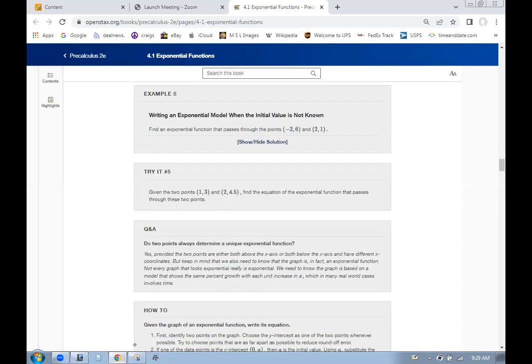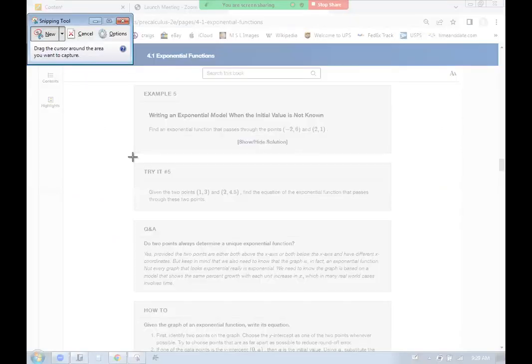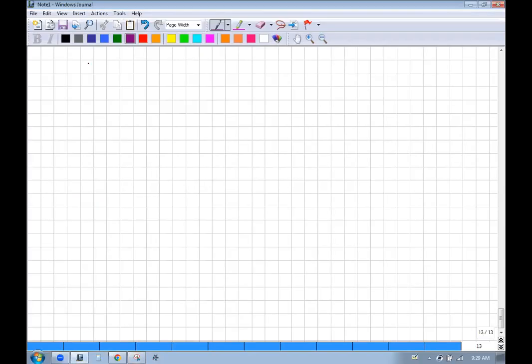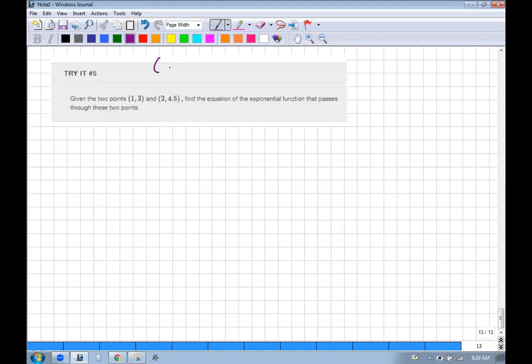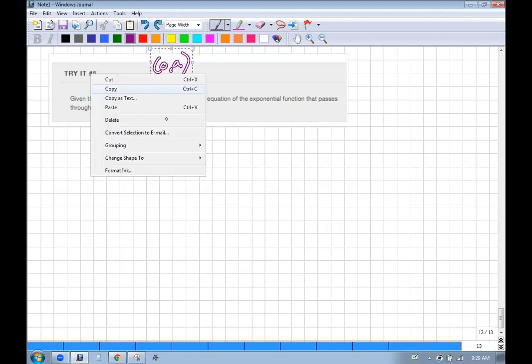All right, now, a bit of a word problem. It's just straight math with no context. The only thing that makes this a little different is they don't tell you this point, 0A. They don't tell you the initial point. They give you 2 other random points, right? And that's okay.